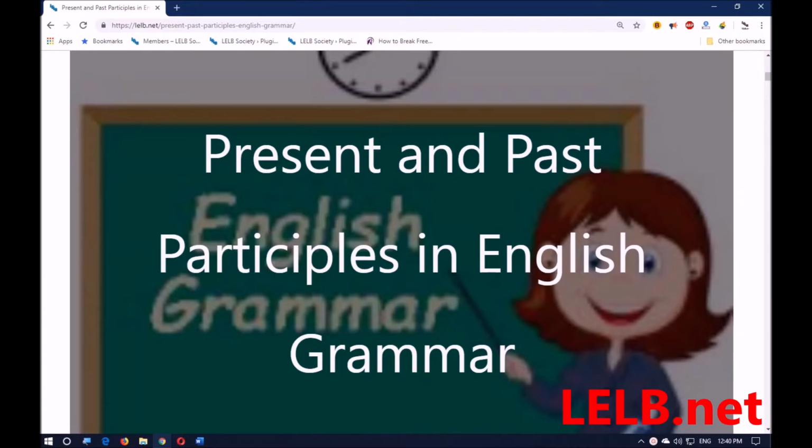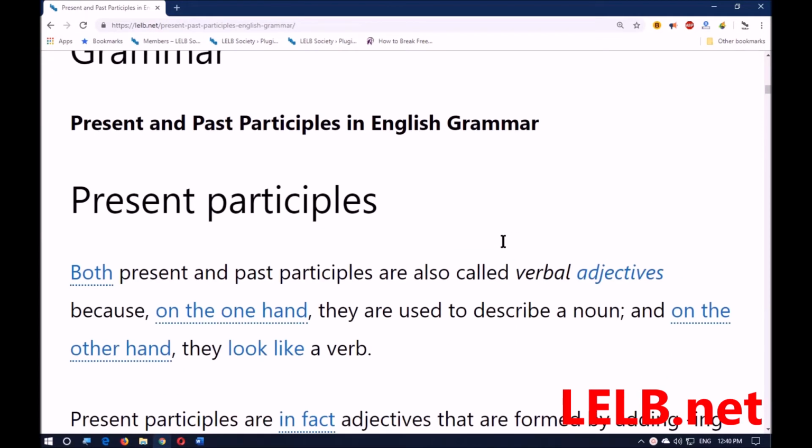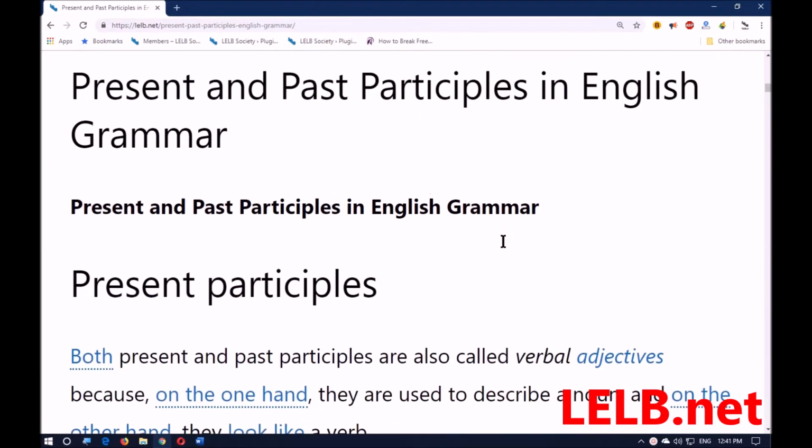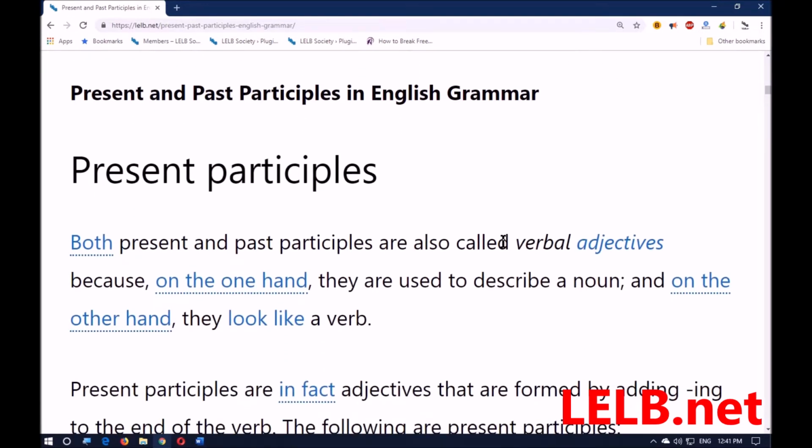This session I'm going to teach you an English grammar lesson on the basis of present and past participles, categorized according to advanced English. So let's begin. Present and past participles in English grammar. Okay, what is a present participle?